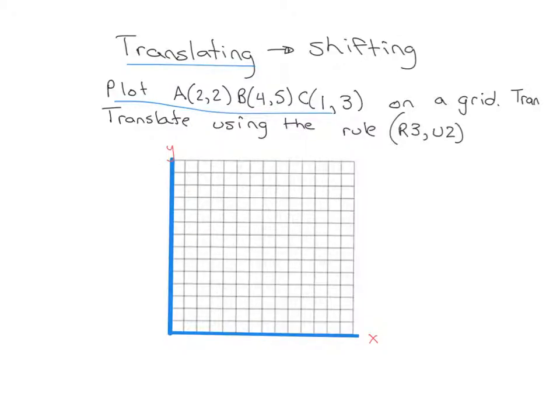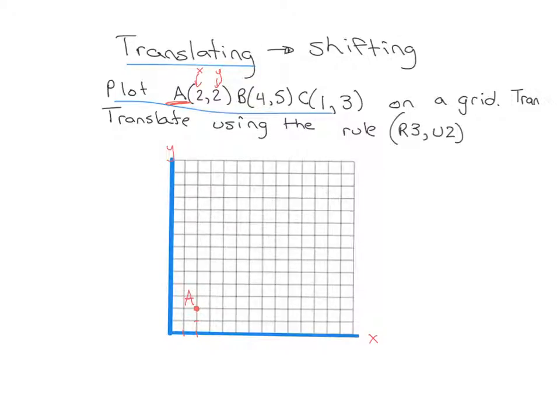So the first thing we're asked to do is plot 2, 2. So this means 2 in the x, 2 in the y. So 2 in the x means 2 to the right, 1, 2. And 2 in the y means up 2, 1, 2. So that'd be right here. Now you can see this has the label A with it, so I'm just going to write A beside it, so I know that's point A. I'm not going to write 2, 2, I'm just going to put A because I can see A is 2, 2.